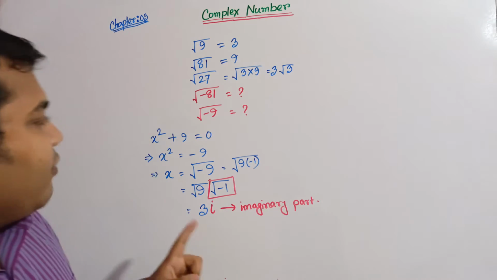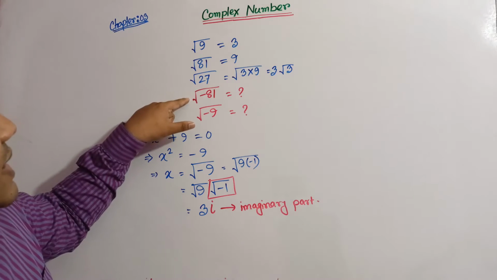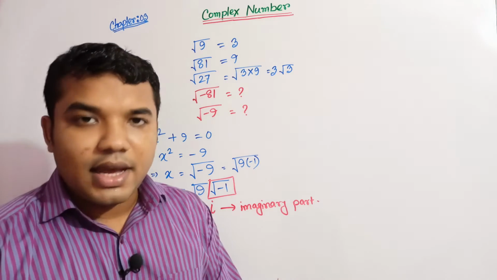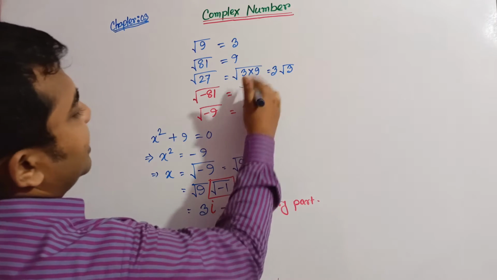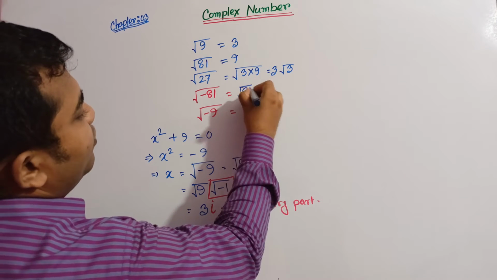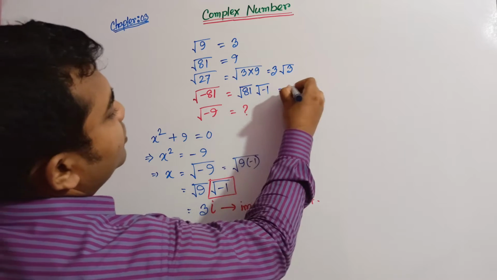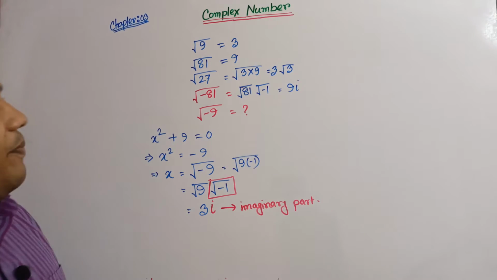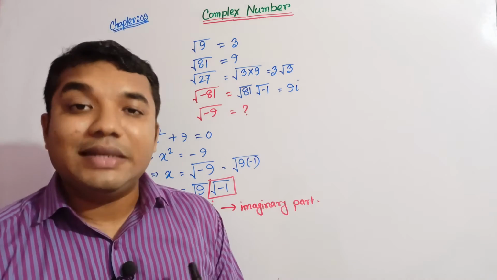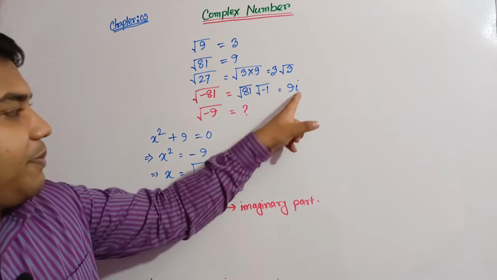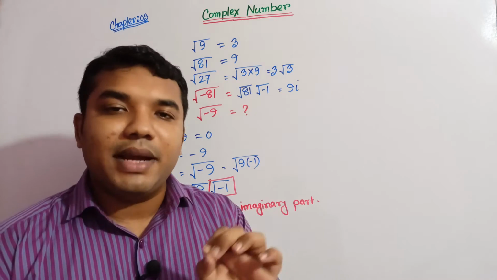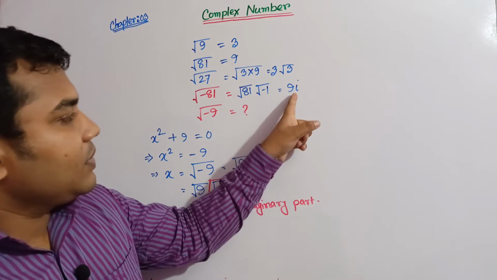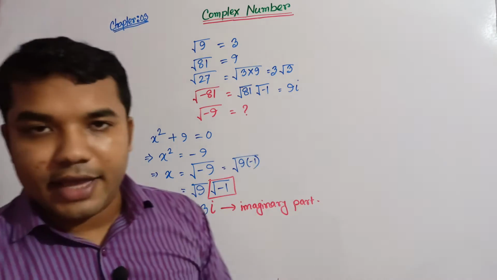First of all, I wanted to show what root over minus 81 should be. I think you can understand now how to calculate this. It can be calculated as root over 81 into root over minus 1, so it should be 9i. So this is the part where we are dealing with these types of expressions, and we denote this by the name of the imaginary part, which is i.